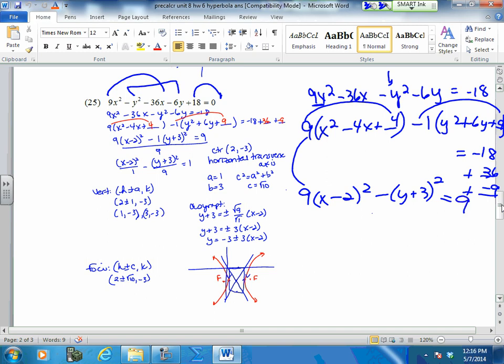Add them all up. It's equal to 9. You need your hyperbola to be equal to 1. So divide everything by 9. Keep the 1 in the bottom, the denominator.